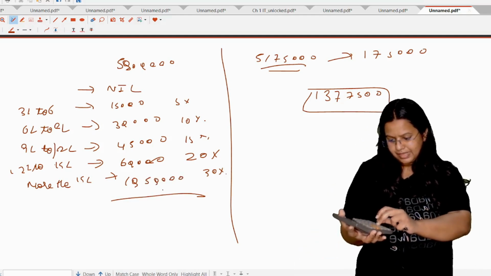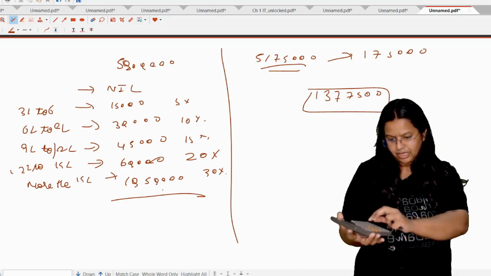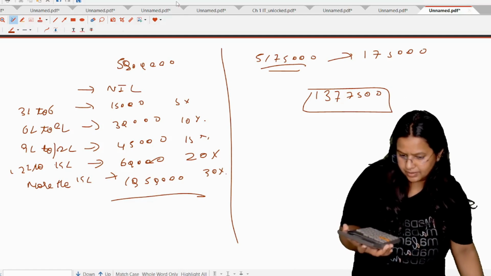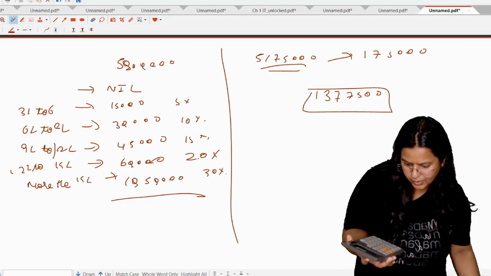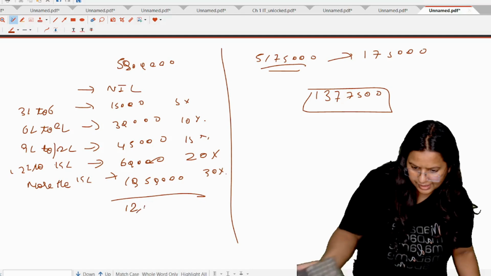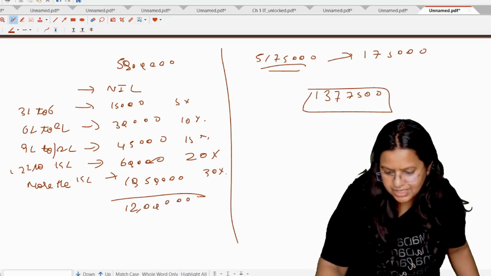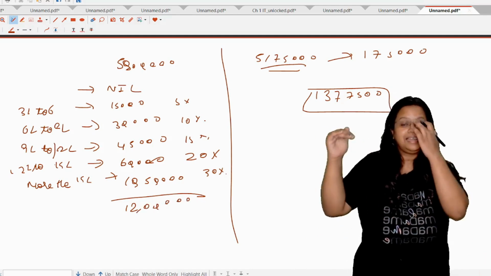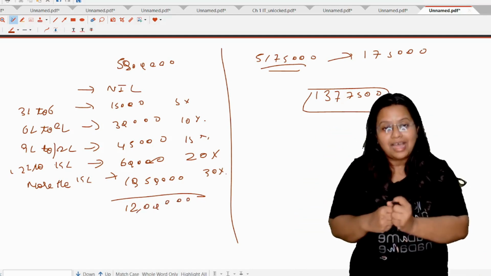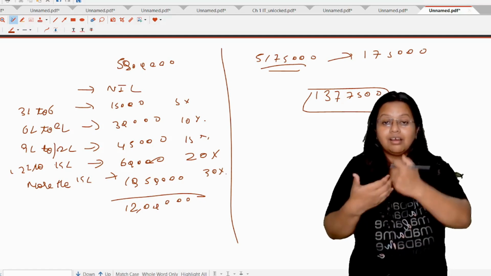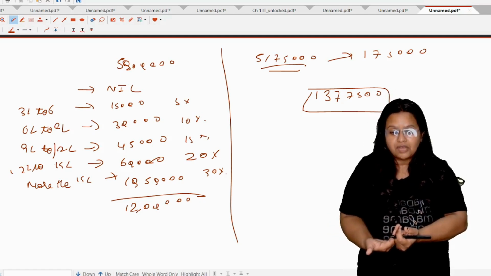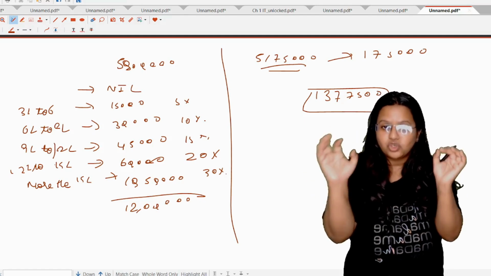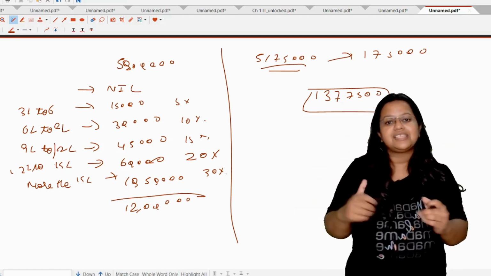15,000 plus 30,000 plus 45,000 plus 60,000 plus 10 lakh 50,000. It is 12 lakh rupees. It means they are saying if the person was earning up to rupees 50 lakhs, the person was paying taxes of rupees 12 lakh. But now, because the person is earning an income of 51 lakh 75,000, he is paying an additional tax liability. That is, he is paying total tax liability of 13 lakh 77,500.